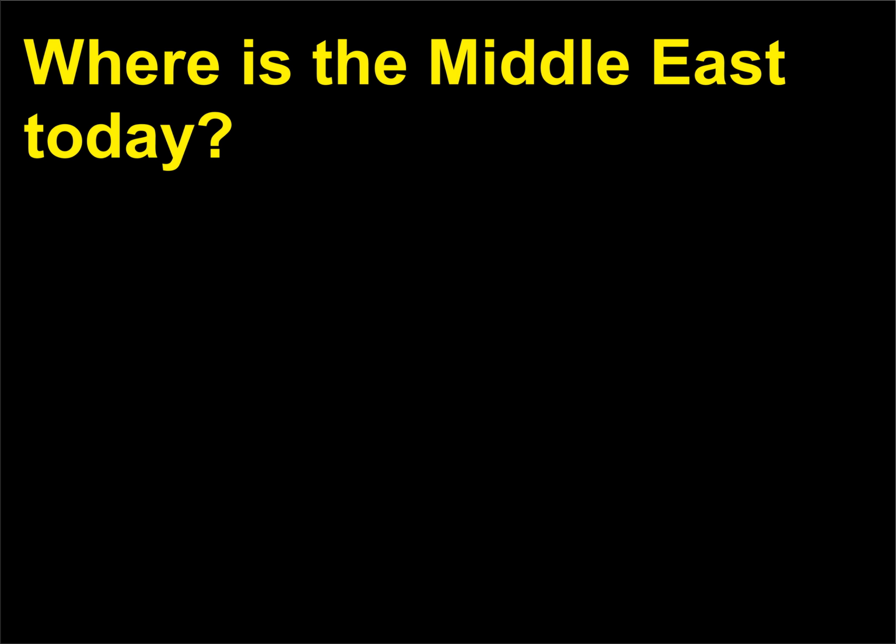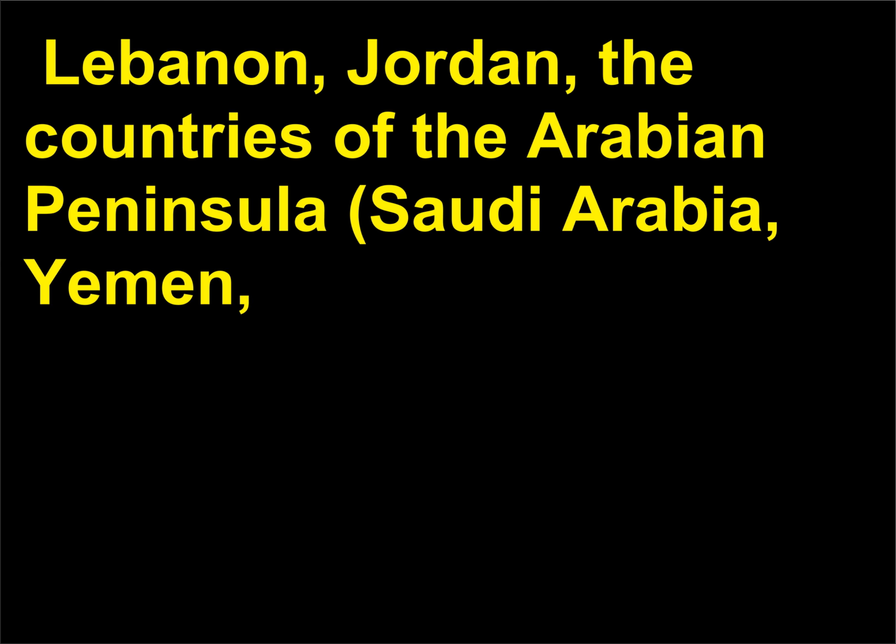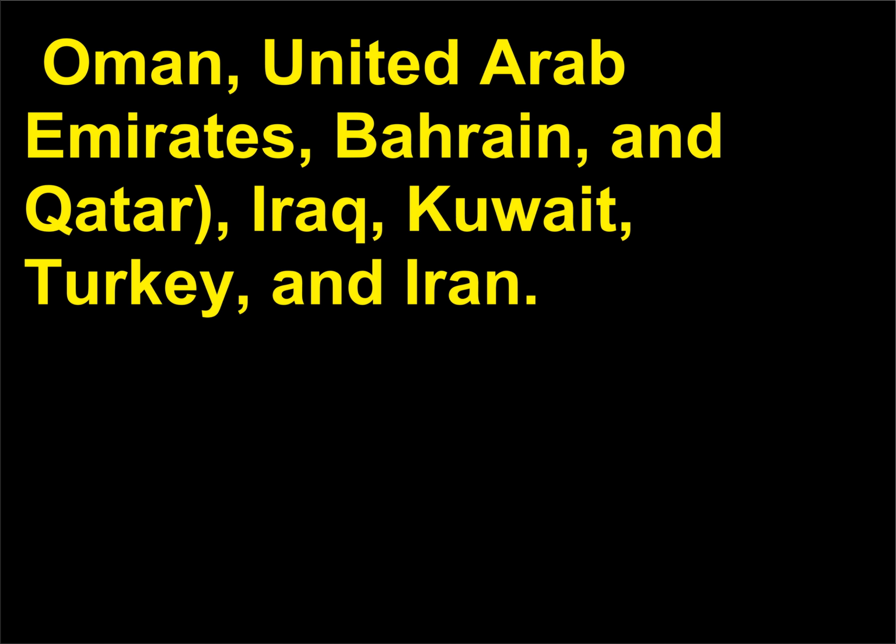Where is the Middle East today? It is generally agreed that the Middle East includes Egypt, Israel, Syria, Lebanon, Jordan, the countries of the Arabian Peninsula, Saudi Arabia, Yemen, Oman, United Arab Emirates, Bahrain and Qatar, Iraq, Kuwait, Turkey, and Iran.